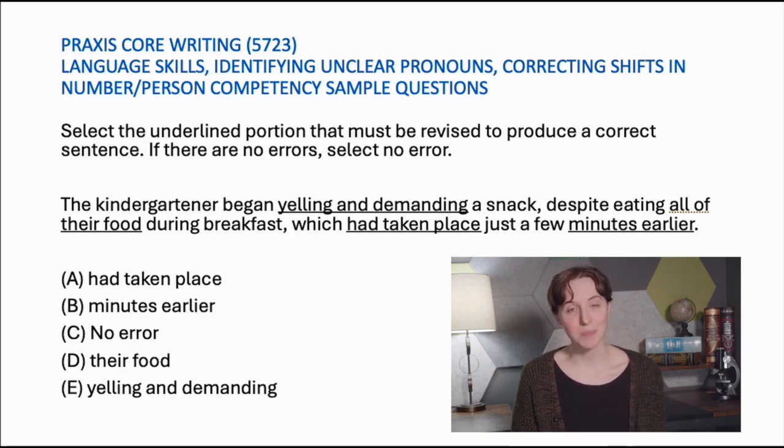Just like with other examples, focus on the underlined passages and look for common mistakes around agreement. All of our verbs check out, and so does minutes earlier. That leaves us with just two options: their food or no error at all. Well, their is plural and kindergartner is singular, so a revision is necessary to make this grammatically correct. This is an easy place to get tripped up, since some individuals do use they/them pronouns. There are other Praxis tests focused on supporting diversity. On the writing test, you can assume this is a grammar mistake.